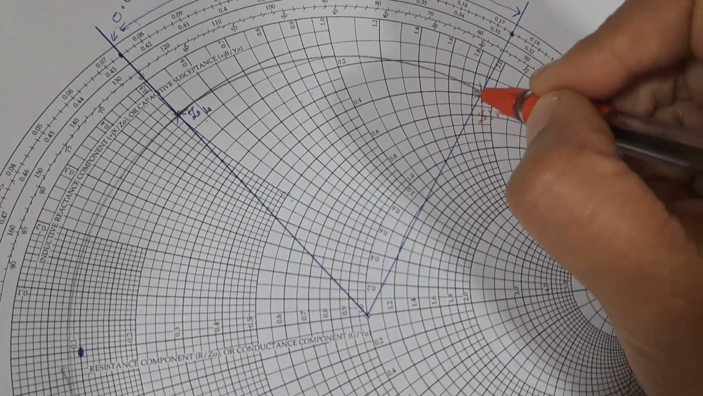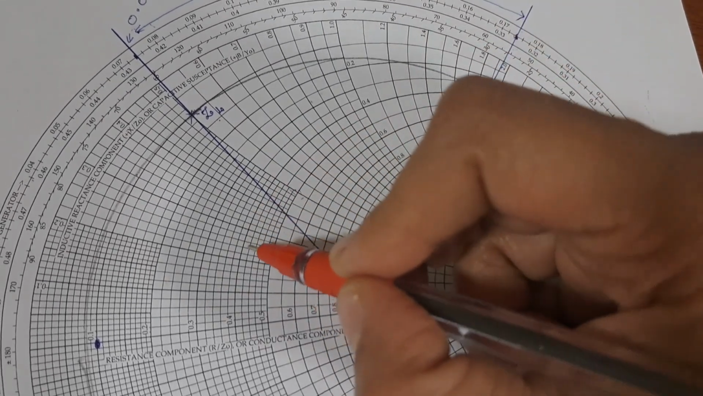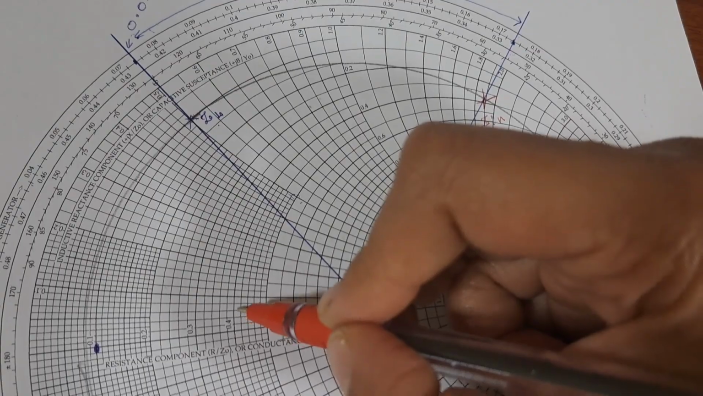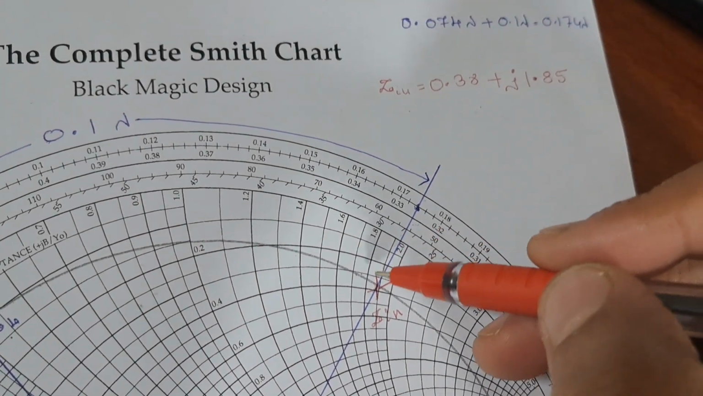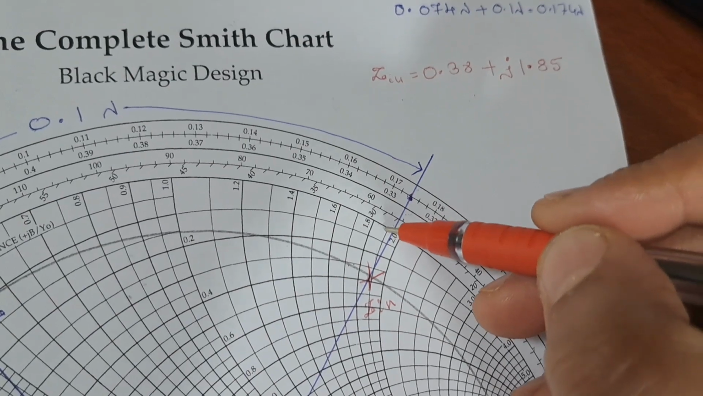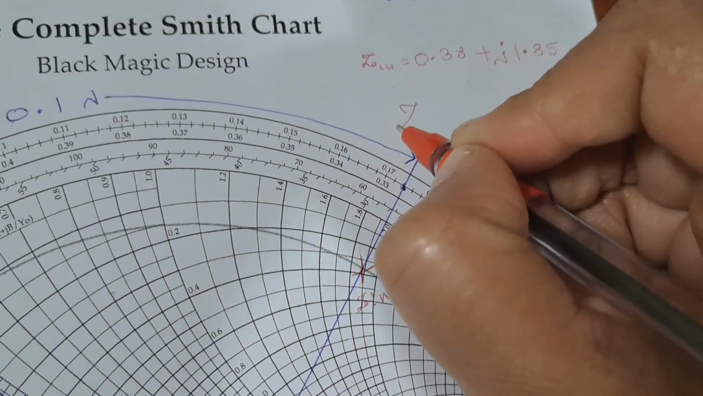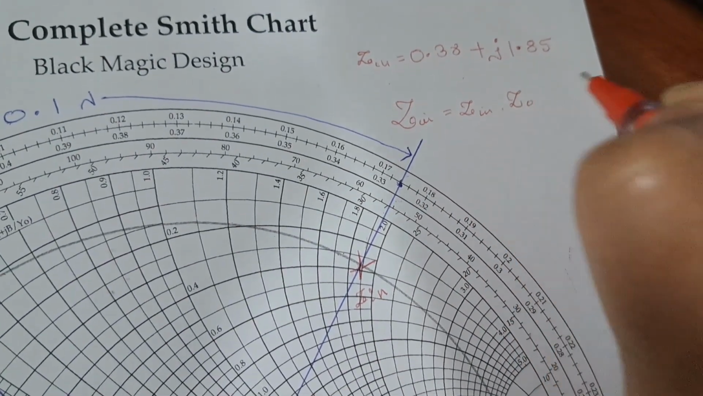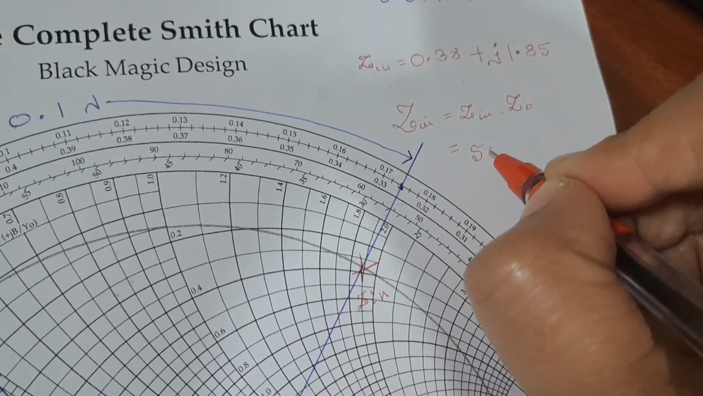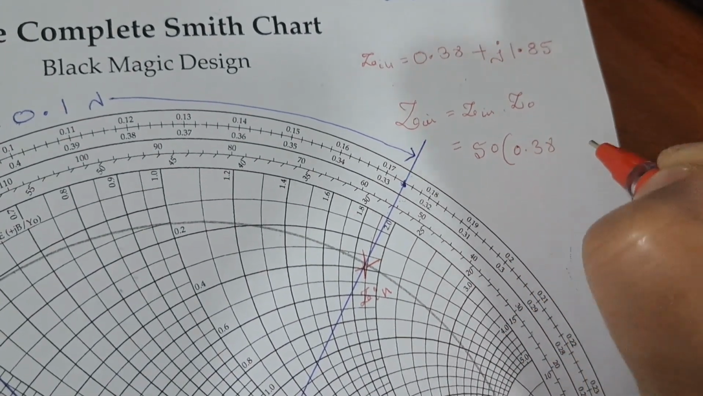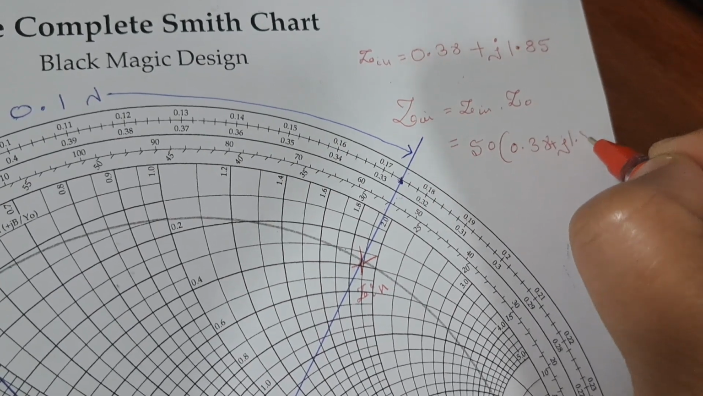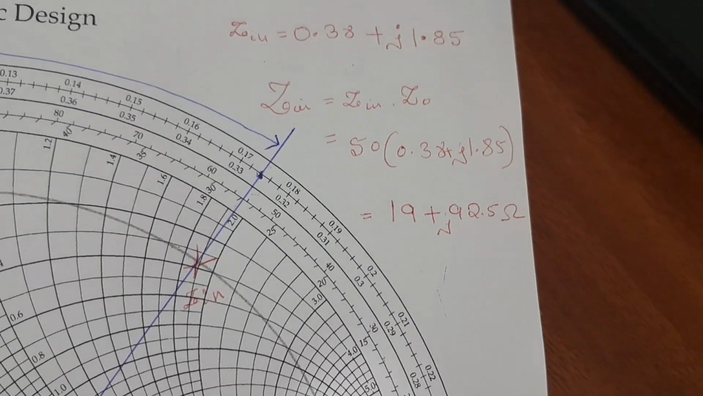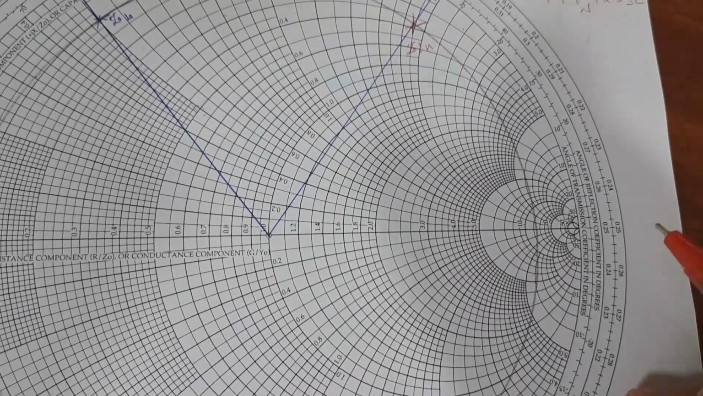So first get the real value and the imaginary value. Always remember, the upper half of the Smith chart gives you positive reactance and the lower half gives you negative. So it is somewhere around 1.85, that will be your imaginary value, and on the resistance side, the horizontal axis, you got 0.38. So the value will be 0.38 plus j1.85. Multiply it with Z0 to get the exact input impedance. That will be 19 plus j92.5 ohms. Okay, you have found the input impedance.